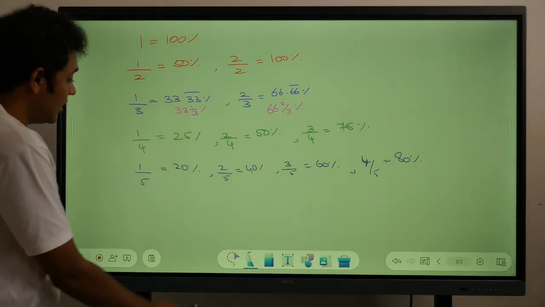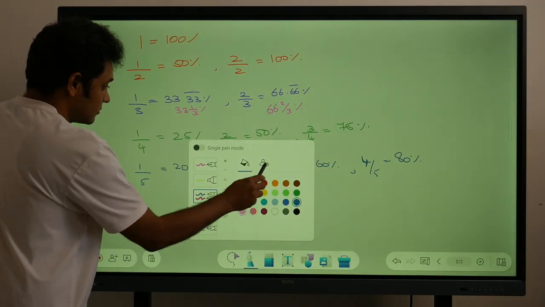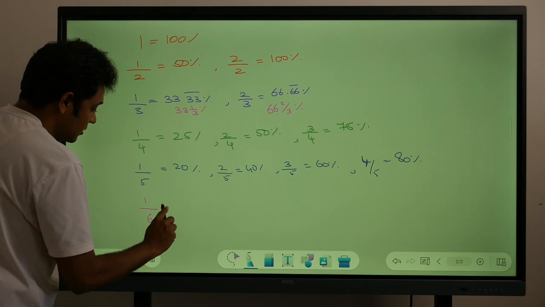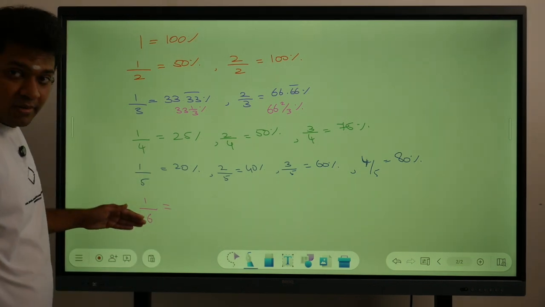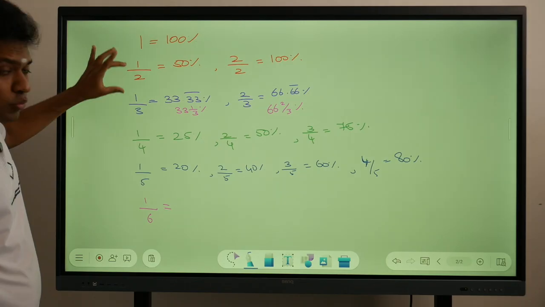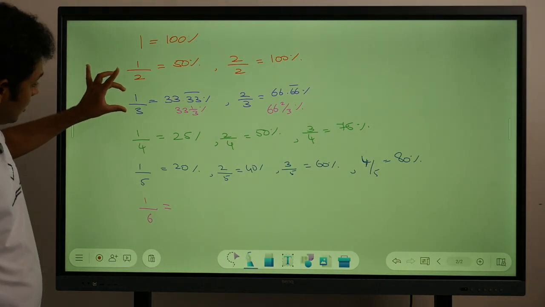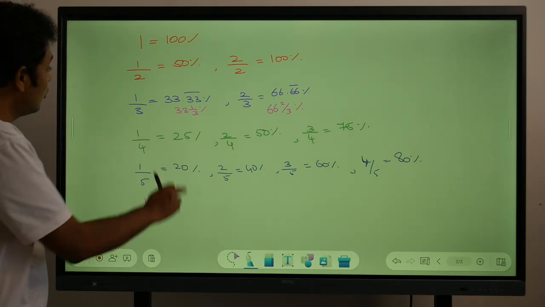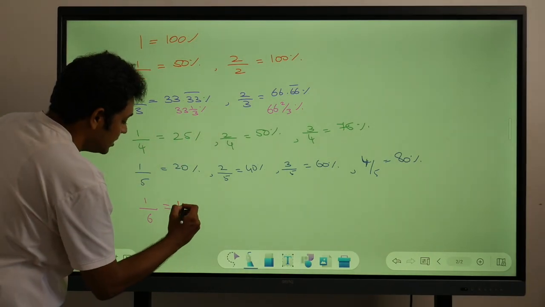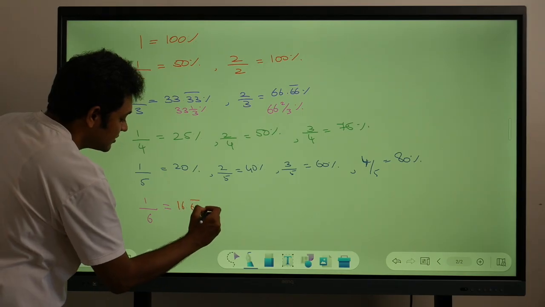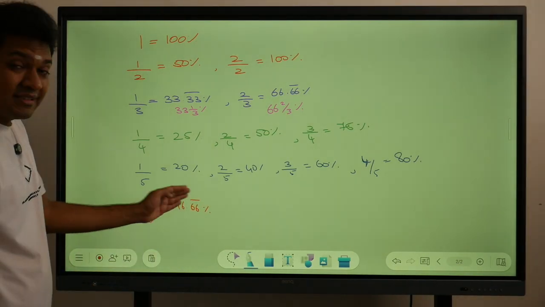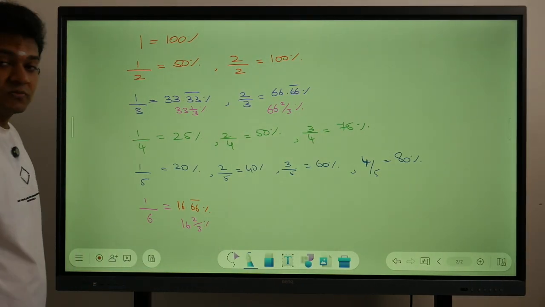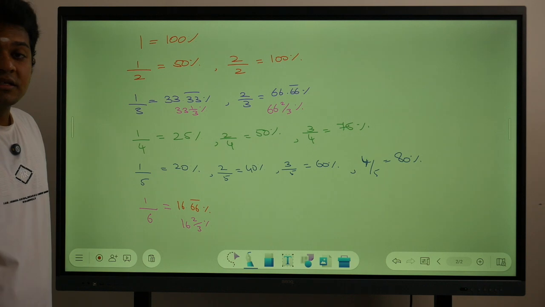Okay, next we'll have 1 by 6. What is 1 by 6? 1 by 6 can be written as 100 by 6 or can I say 1 by 2 divided by 3 or 1 by 3 divided by 2, whichever is easy. Half of 1 by 3 is 1 by 6, so half of 1 by 3 will be easy. What is half of 33.33? 16.66 percentage. If I have to write this as mixed fraction, we'll have 16 2 by 3%. So you should know both. So 1 by 6 is nothing but 16.66.